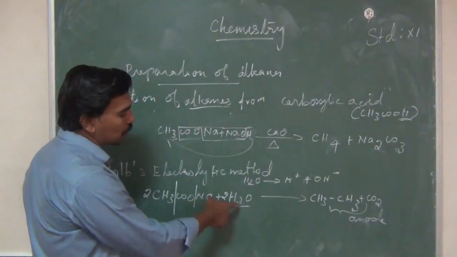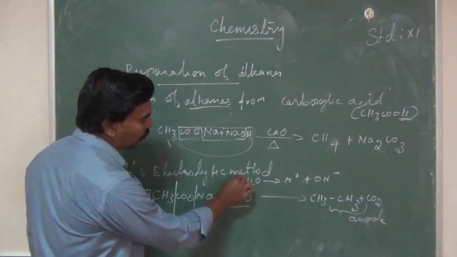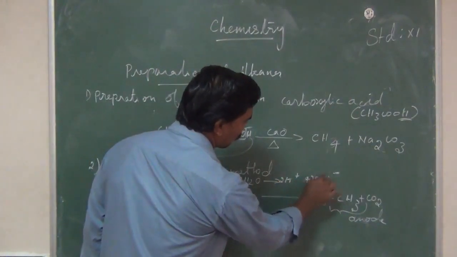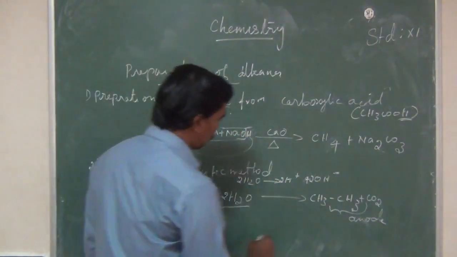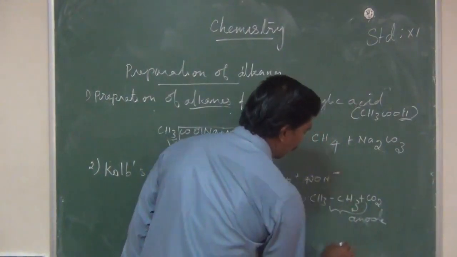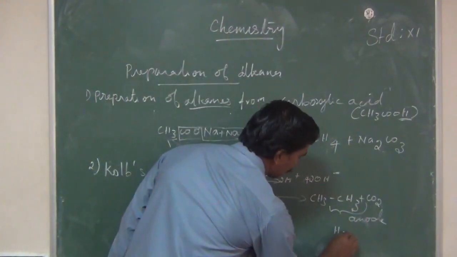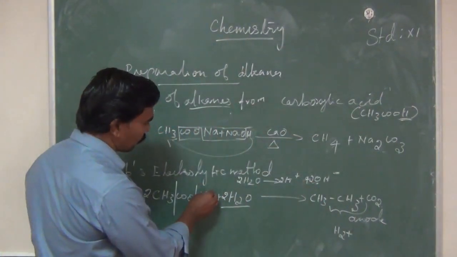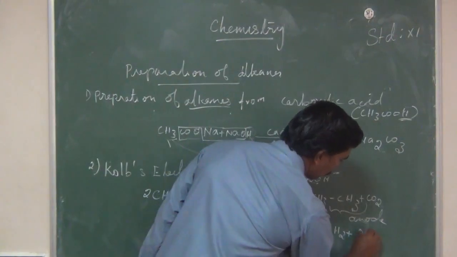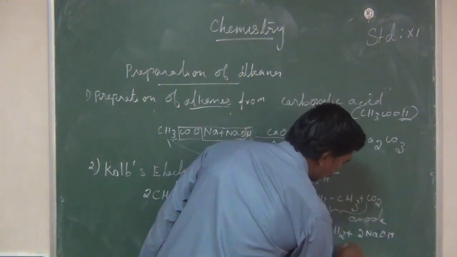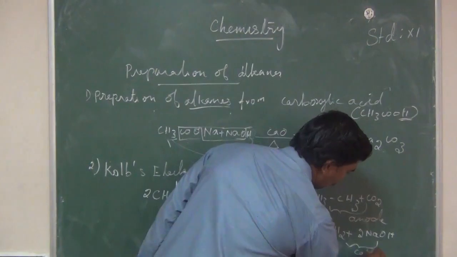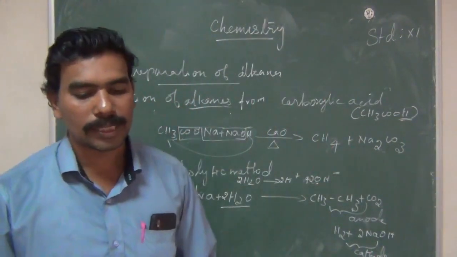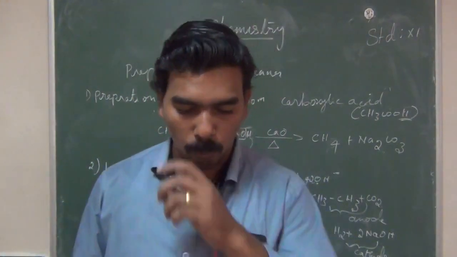Here 2 water molecules are present, so 2 H plus and 2 OH minus. This is the anode part, and at the cathode part H2 is formed, and the hydroxide comes and joins the sodium atom, so 2 NaOH. This is the cathode part. This is the electrolysis process, the Kolbe electrolytic method.